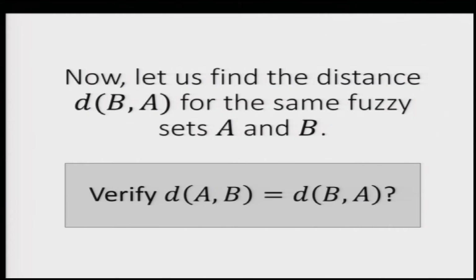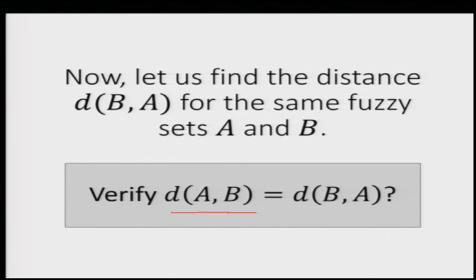Now, let us find the distance between B and A, and this way we will try to verify whether the distance between two fuzzy sets A and B is equal to the distance between two fuzzy sets B and A. This is a very interesting example which will show us that either we find the distance between A and B or B and A, where A and B are two fuzzy sets, these two are always equal. So, let us verify this.